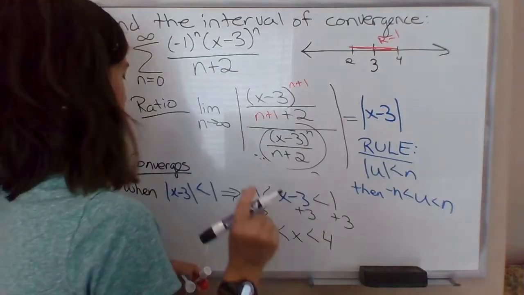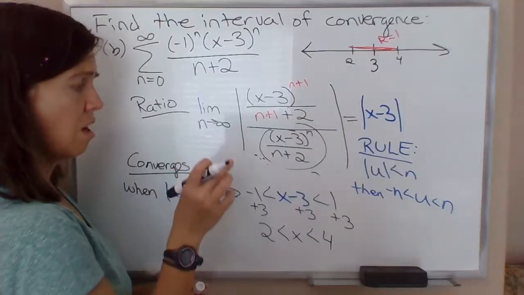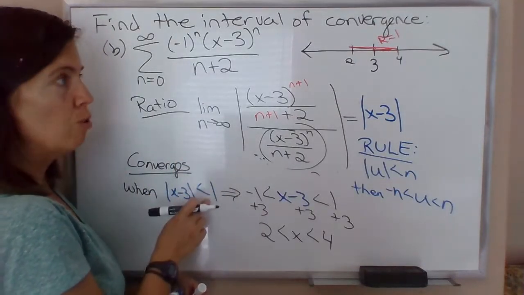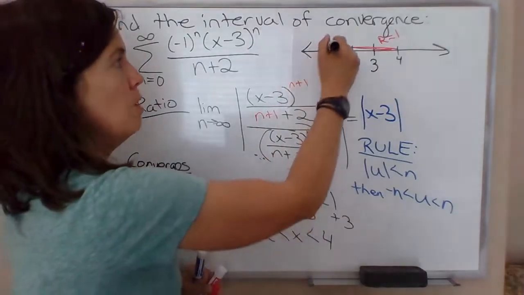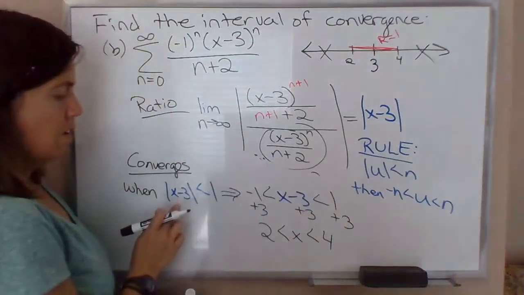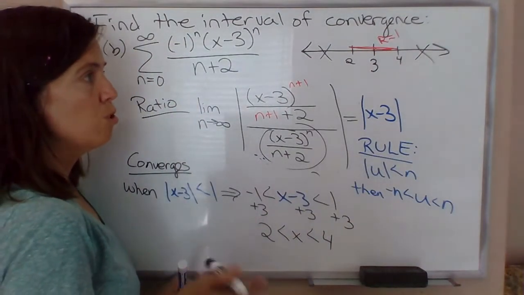Now something else. The ratio test also says that this series diverges when the absolute value of x minus 3 is greater than 1, which is going to be when you're out here, either less than 2 or greater than 4. Then the absolute value of x minus 3 will be greater than 1. So it diverges out there.